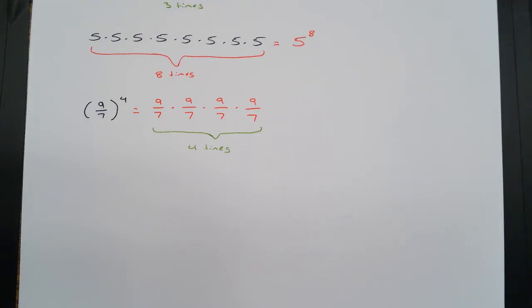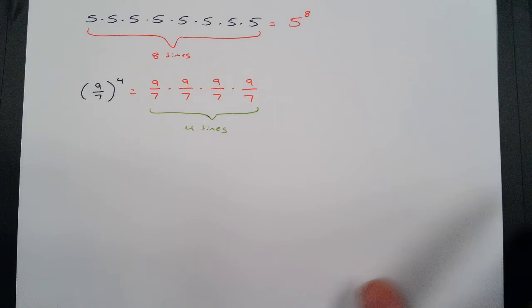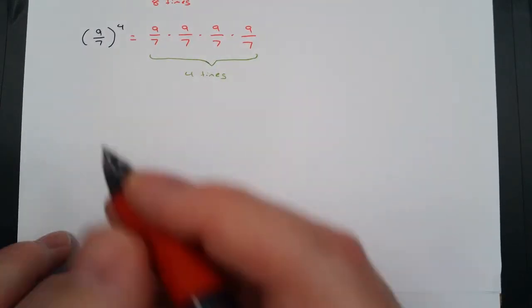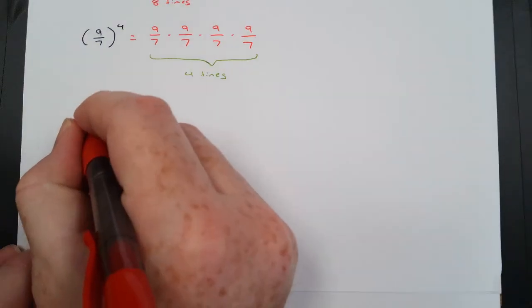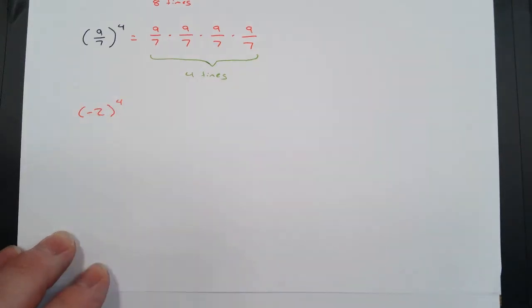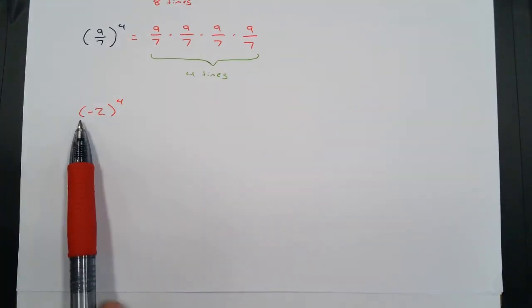It also works with negatives. Although there is a small trick to negatives that you need to be familiar with. So let's pretend we have -2 to the fourth power. If you'll notice, I put the -2 in parentheses.